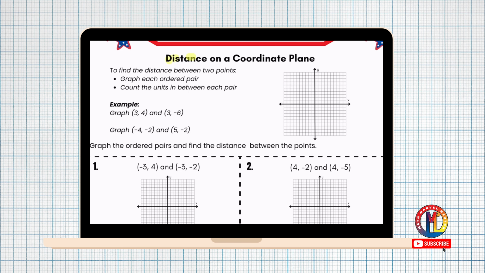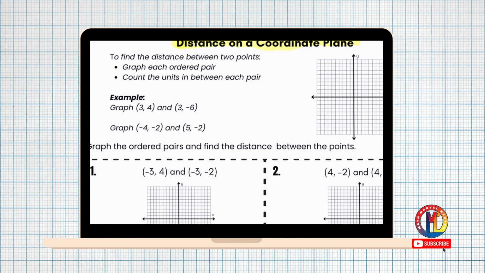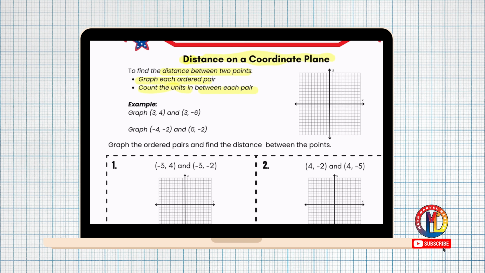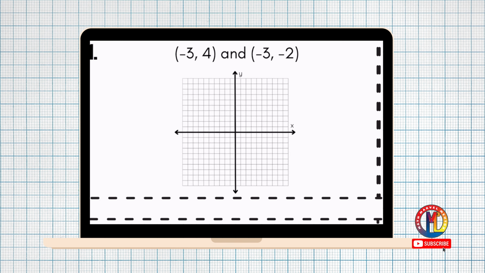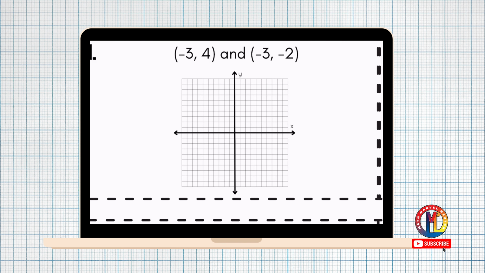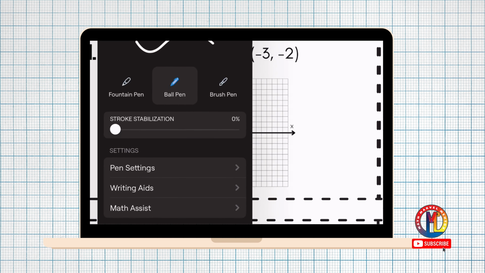Okay, now we're going to look at finding distance on a coordinate plane. The steps that we're going to follow to find the distance between 2 points: we're going to graph each ordered pair first, and then we just simply count the units between each pair. Okay, so for example, let's just start here with number 1. We have -3, 4, and then -3, -2.